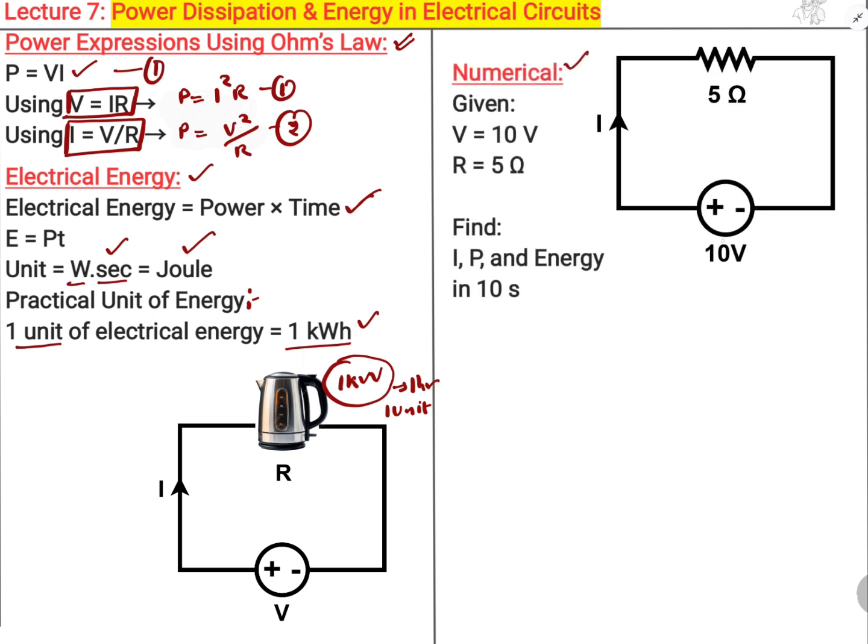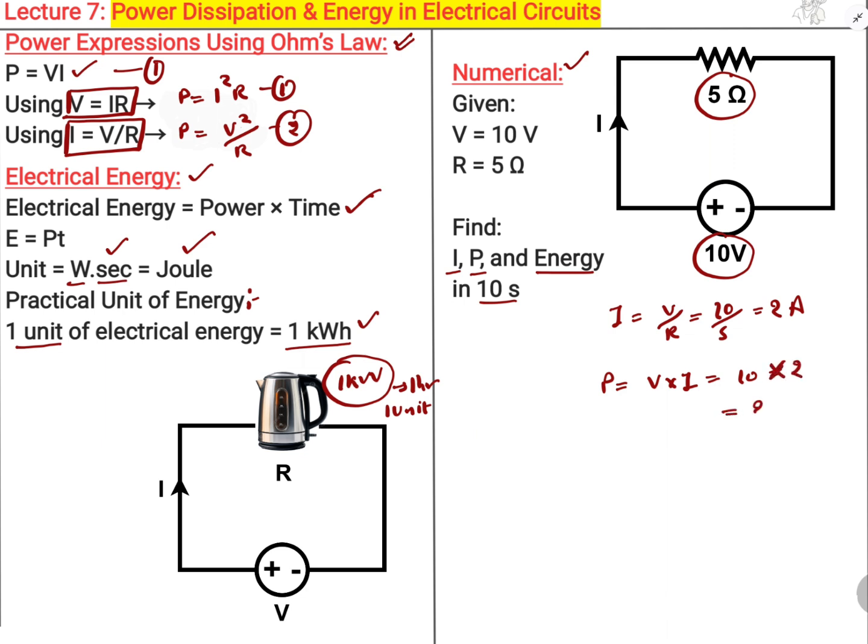If I have a 10 volt source and a 5 ohm resistance is connected, we have to find out the value of I, power and energy in 10 seconds. So what is the value of I? It can be found with the help of Ohm's law, that is V by R, and that is 10 by 5, which is equal to 2 amperes. Now the power is simply voltage into current. Voltage was 10, the current is 2 amperes, so the power comes out to be 20 watts.